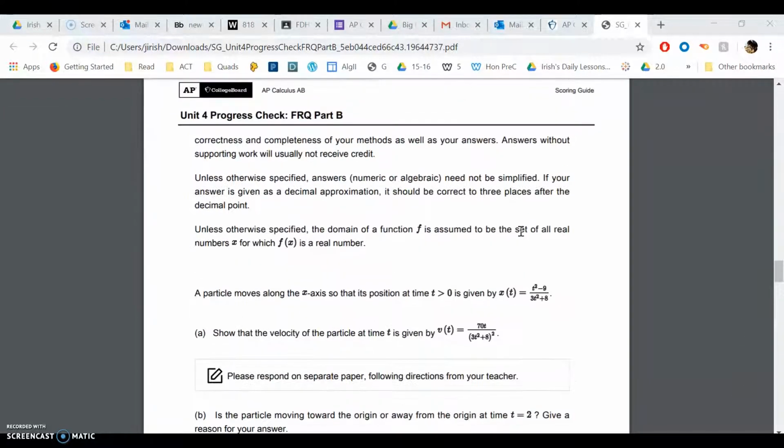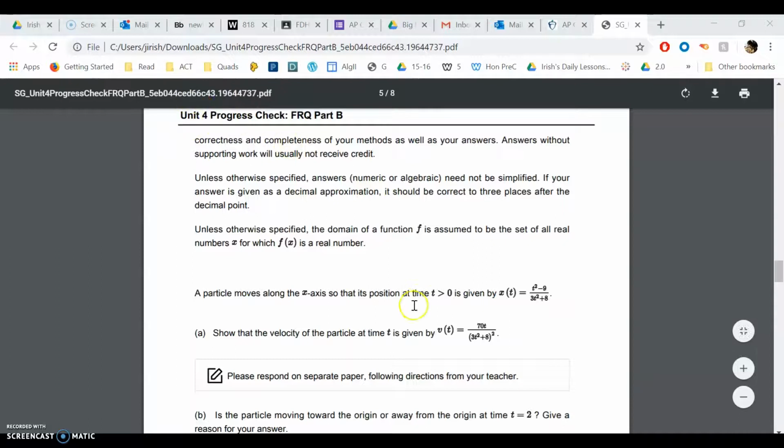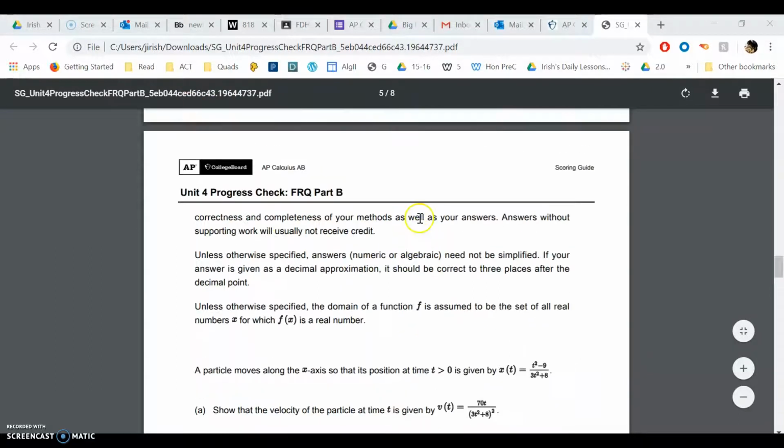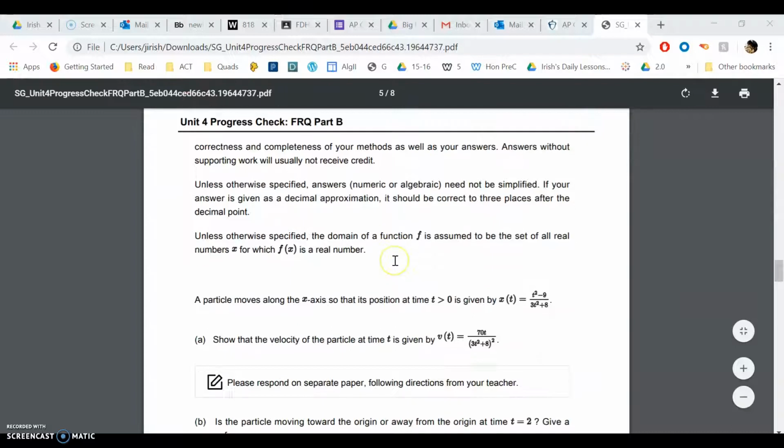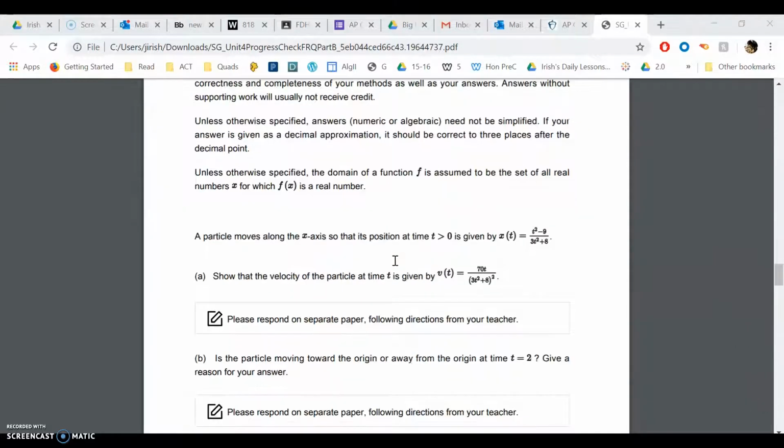Okay, we are doing Unit 4. So we are just going through all of these AP College Board questions because these are the ones made by the people that made the test. And so might as well practice this stuff by the people who made the test.